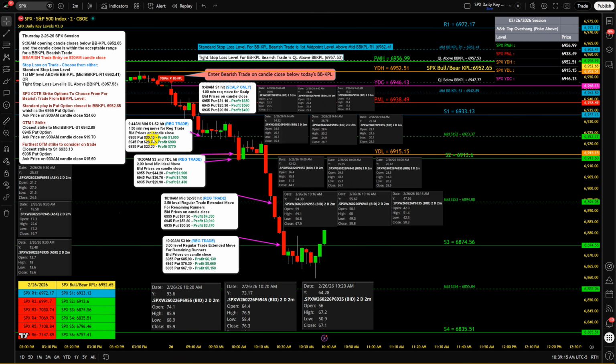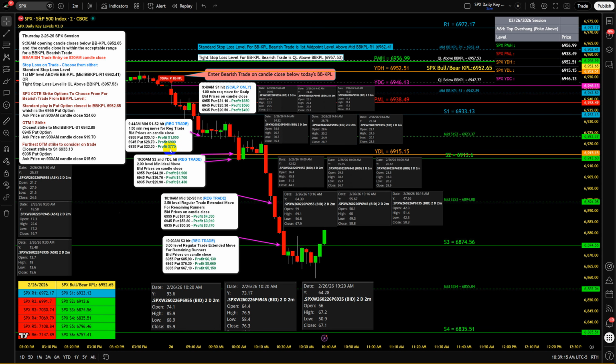Okay, so here on the 9:44 a.m. candle, the mid S1, S2 hit. The bid prices on the candle close: on the 69.55 put, 35.10, profit $1,050 per contract; 69.45, 28.70 on the bid, profit $900 per contract; and the 69.35 is 23.30 bid on the candle close, profit of $770 per contract.